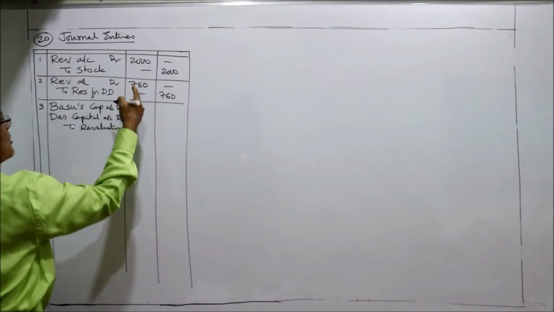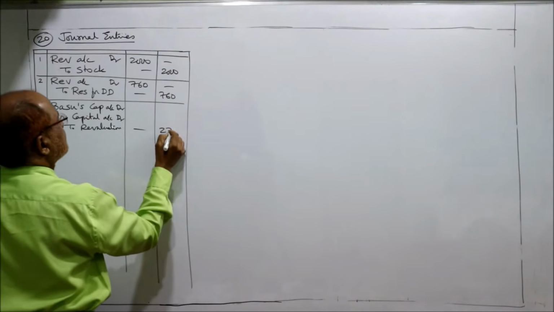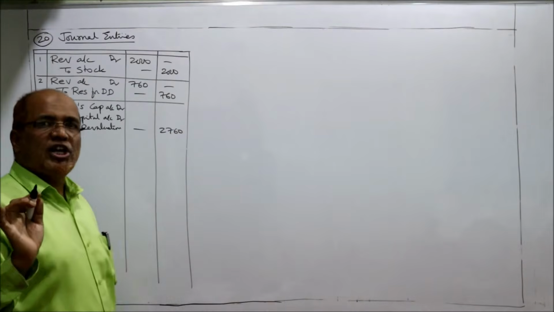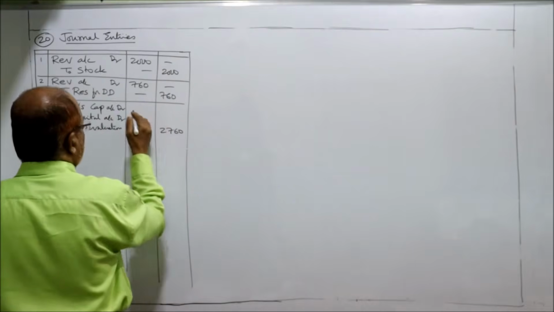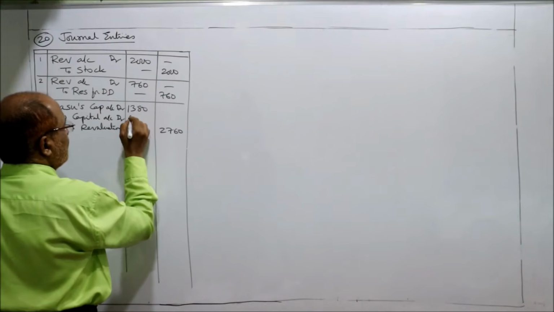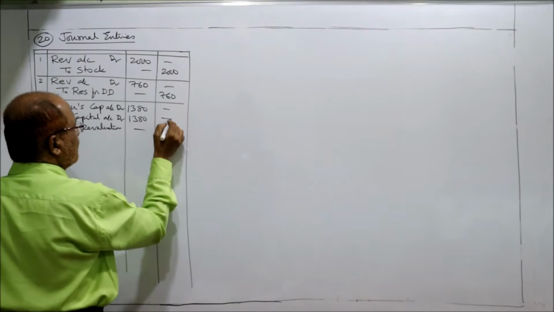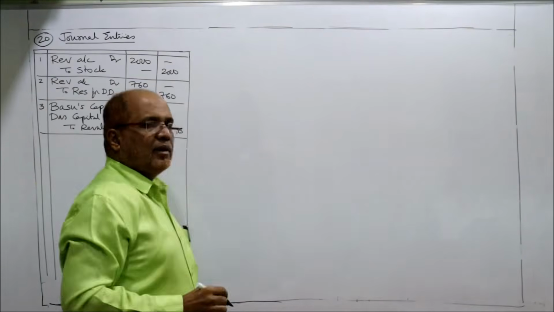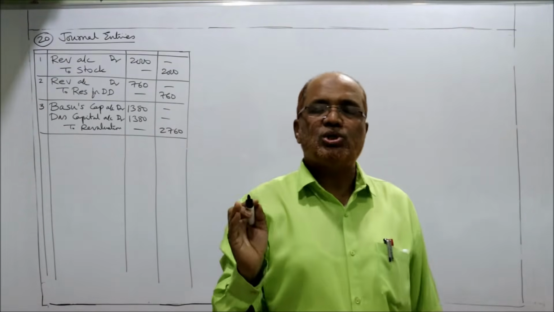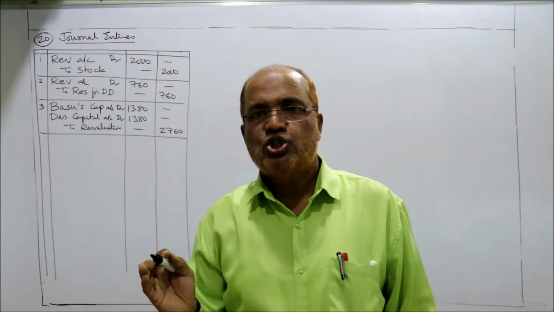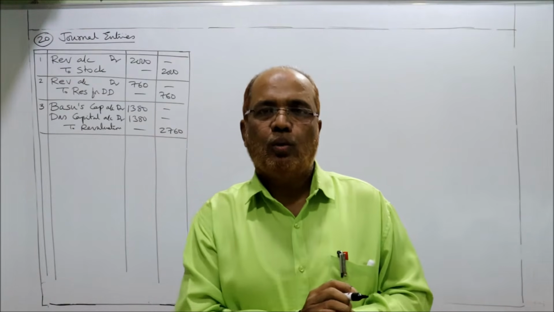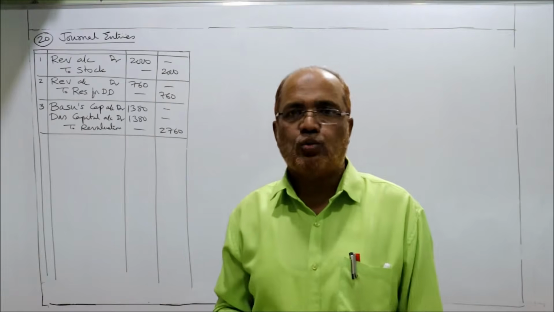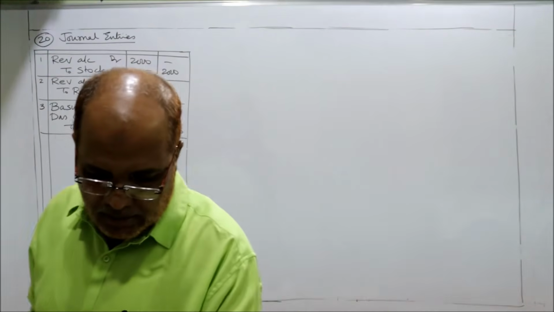How much is the revaluation? 2,760. Now the profit sharing ratio is equal 1/2, 1/2. तो 1380. इसका हाफ कितना हो जाएगा? 1380. Narration will be being the loss on revaluation shared by old partners in old ratio. Old ratio is equal 1:1. So these are the entries.